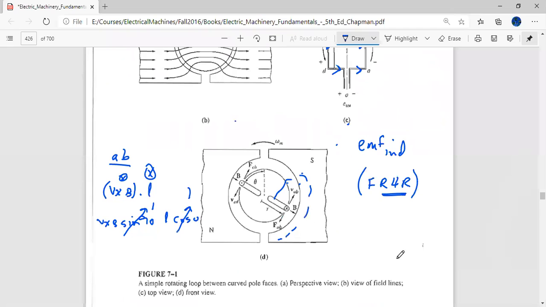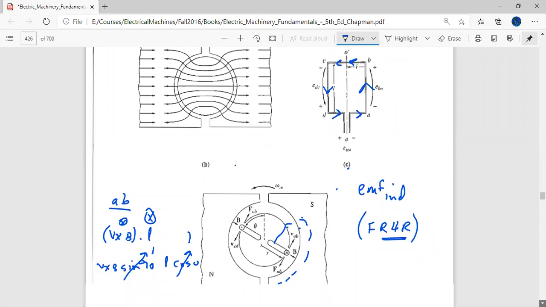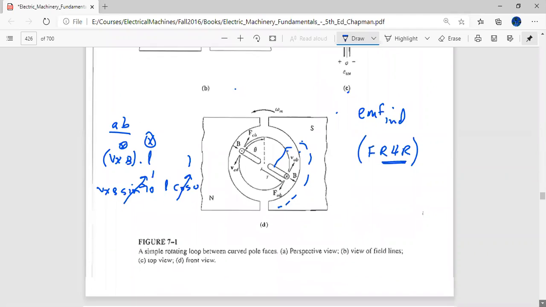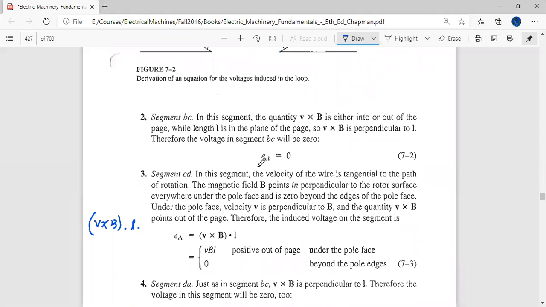Okay, in the segment BC, looking at the top end view, the current is going in the direction from B to C. So it is the far end of this coil. In the direction of BC, we can see that BC is also directed in a radial direction, and B is also directed in a radial direction. And obviously V is tangential to that circle.